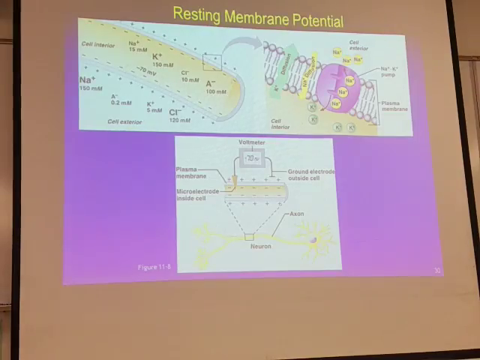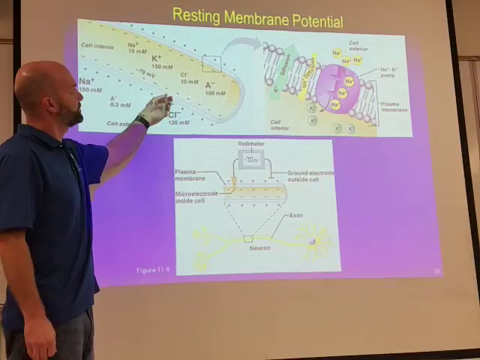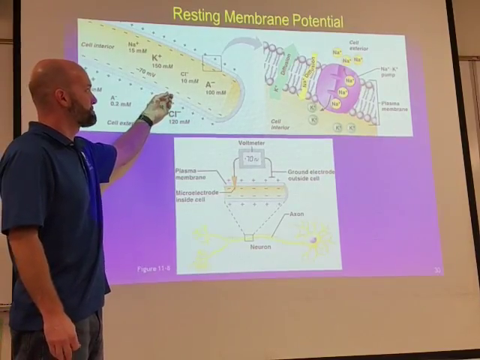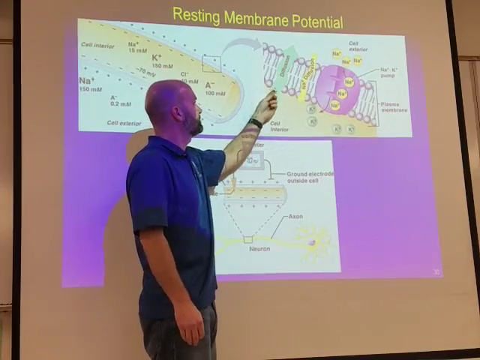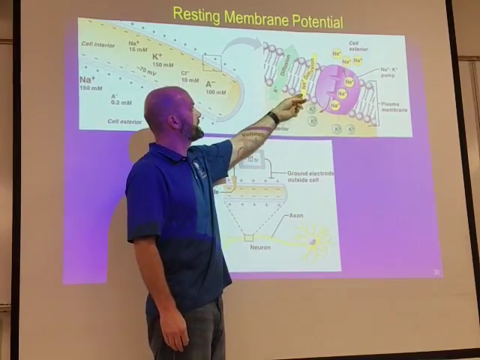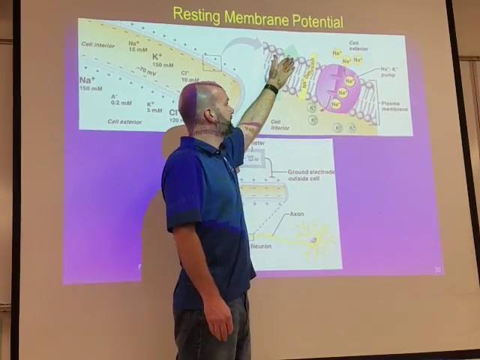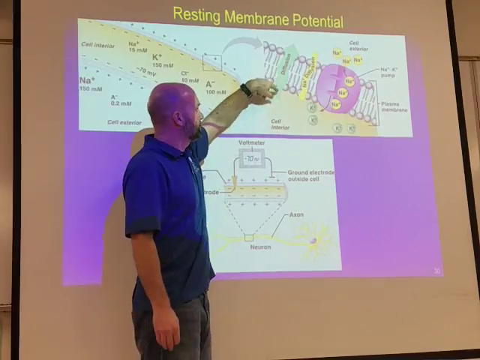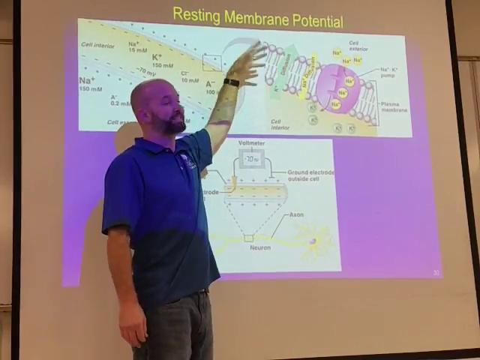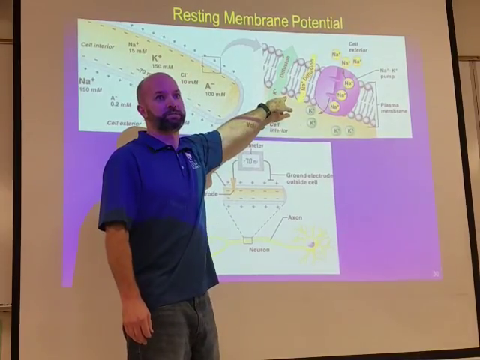So this is just a reminder of what's going on at rest, what's responsible for the resting membrane potential. And that is lots of leak channels for potassium, relatively few leak channels for sodium. So a lot more potassium constantly leaking out, very little sodium leaking in. As you constantly lose positive charges, because potassium is positive, what does that do to the inside? Keeps it negative.